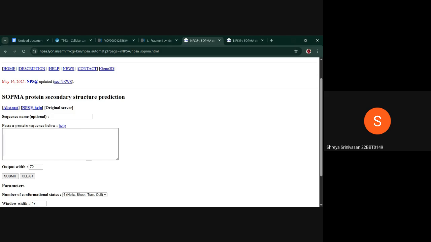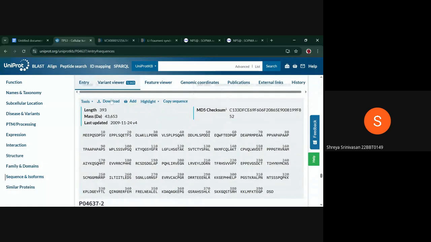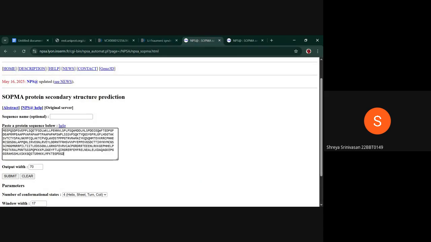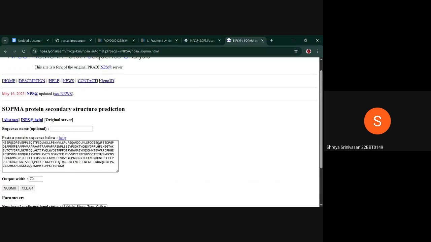Exactly, right. From UniProt, we'll be taking our FASTA sequence, which we downloaded earlier. So you can download, and this is the FASTA sequence. You will just be copying this protein sequence and pasting it in SOPMA. And here, after you have changed the configuration states to 4, you can click submit. Now in the other page, what I told you was we'll be comparing it with the particular sequence change.